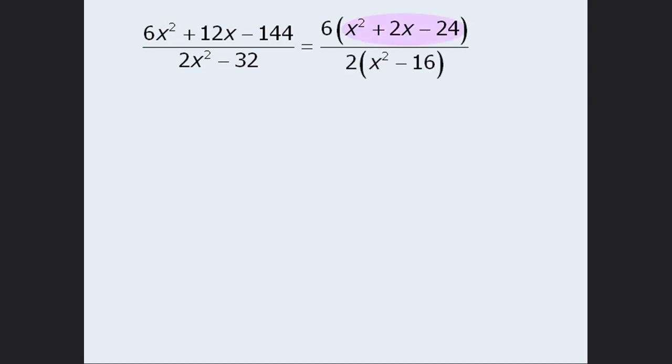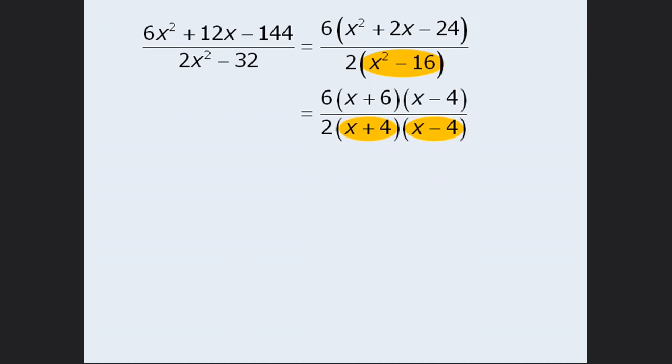At this point, we can take this quadratic polynomial and factor it to get x plus 6 times x minus 4. And this expression here is a difference of squares, so we can factor it to get x plus 4 times x minus 4. Now that we have completely factored the top and the bottom, we can simplify. First, notice that we can simplify 6 over 2 to be 3.